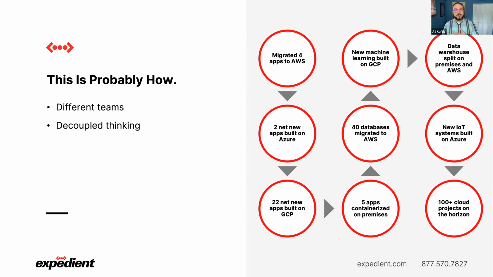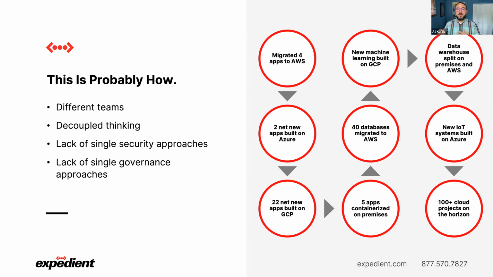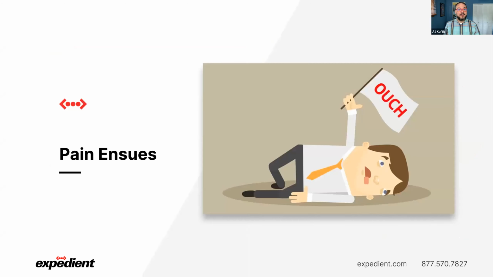And because there's a bunch of decoupled thinking here, there's no single security approach. There's no single governance approach, and there's no operational planning. And that's because nobody's really looking at this holistically. How do we actually go do that? There's no strategy. This isn't multi-cloud. This is multiple cloud. That's not the same thing. And so what ensues is pain.